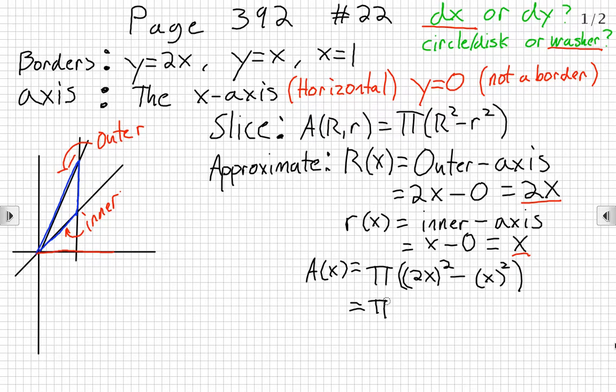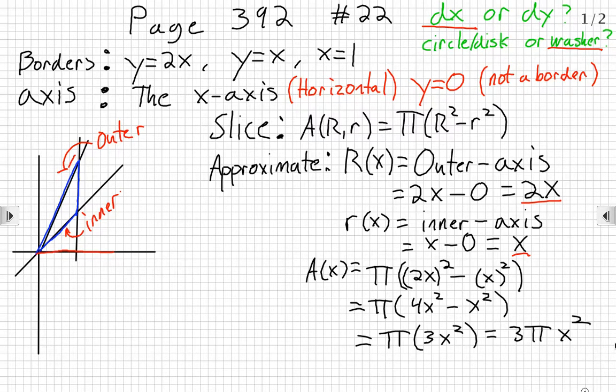And since we want to do this antiderivative by hand, the more we simplify the area, the easier that's going to be. We have 4x squared minus x squared. And then we have like terms that can be combined. So this is pi times 3x squared, which is 3 pi x squared.